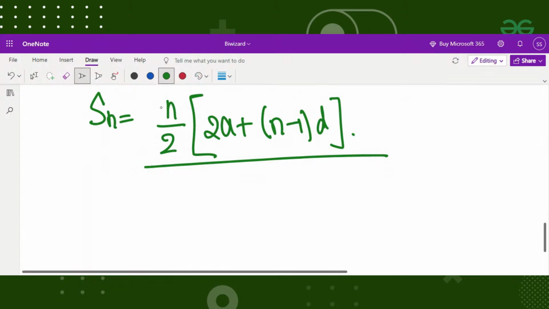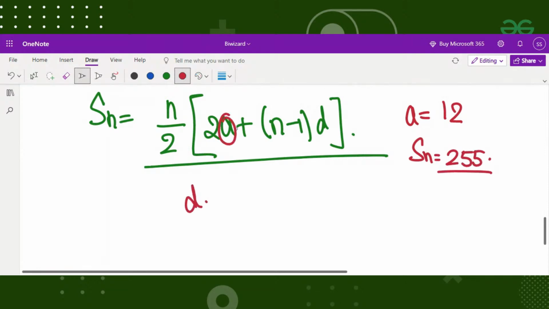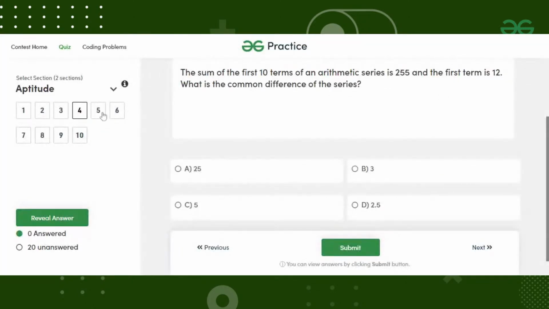Now, what is given to us? The value of a is given to us, that is 12. All right, and Sn is given to us, that is 255, and we need to find d. And n is also given to us, that is 10. So if you substitute these values, you will get the value of d as 3, right? So that is the correct answer to this question. Let's move to the next question.